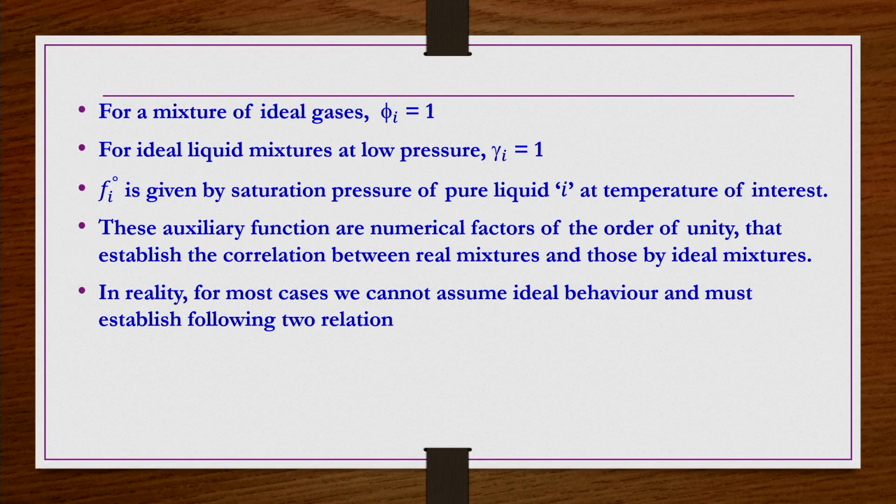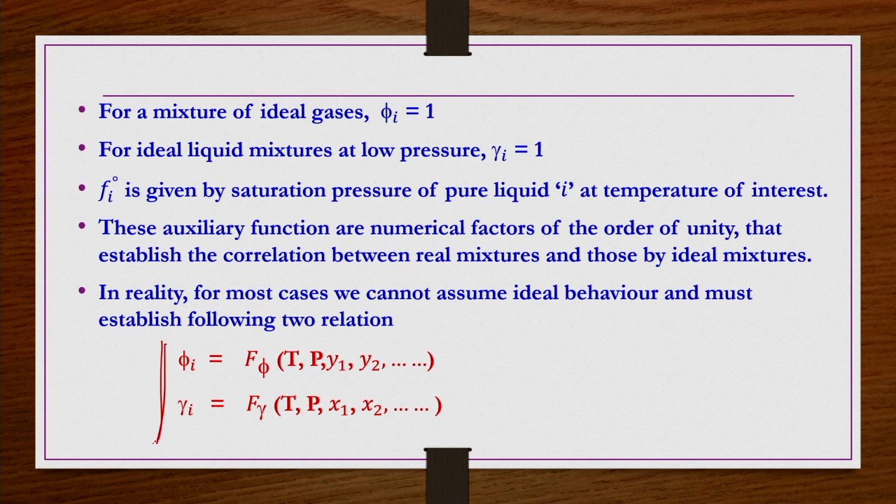Now, in reality, for most cases we obviously cannot assume ideal behavior, and we must establish the following two relations: phi i is a function of temperature, pressure, y1, y2, some function f phi, and similarly gamma i is a function of temperature, pressure and composition x1, x2, some function f gamma. So what are these functions? Unless you know these functions, you cannot solve this problem.